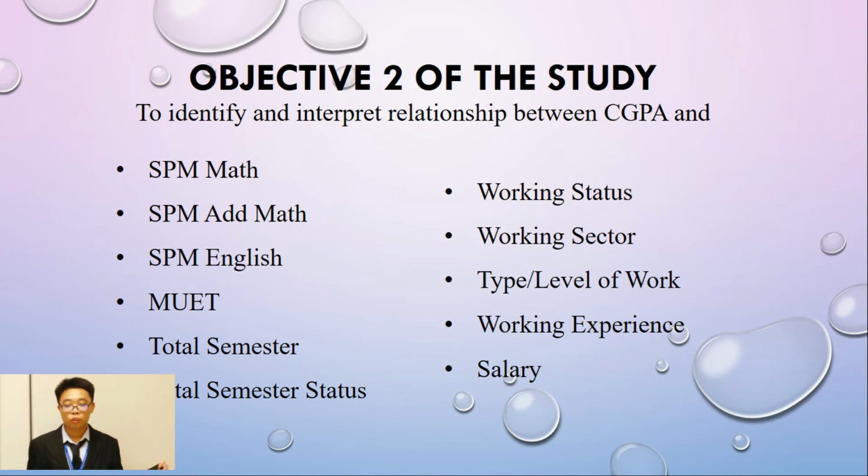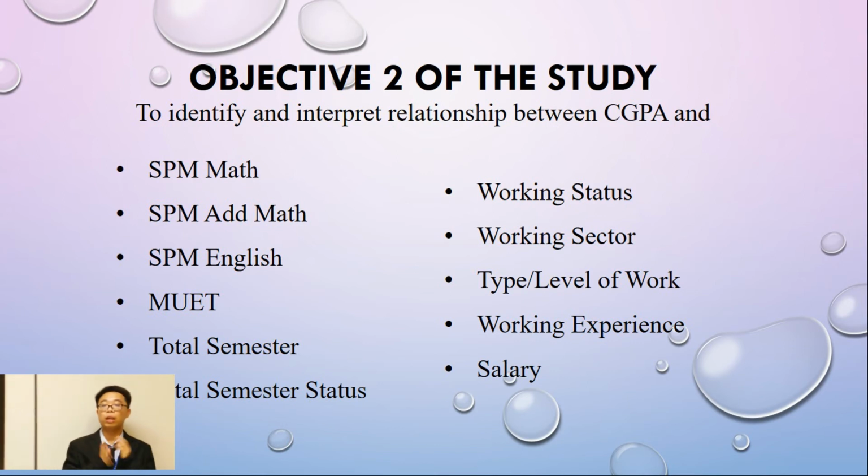Next, we are going to look at the second objective and the third objective, talking about the relationship between CGPA and the other factors, also the salary and other factors. So for quantitative and quantitative data, we are going to use a scatter plot to determine, interpret and analyze the relationship between the two quantitative data.